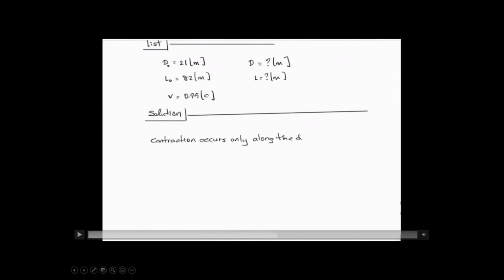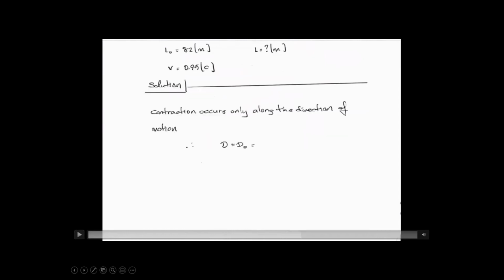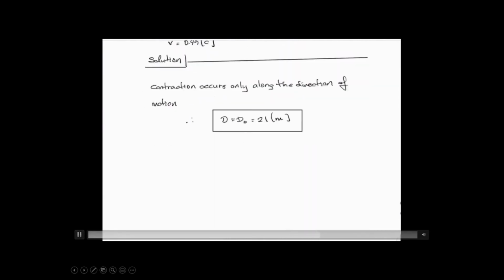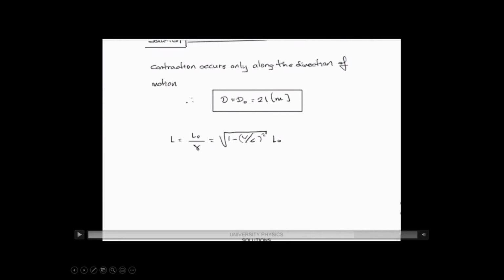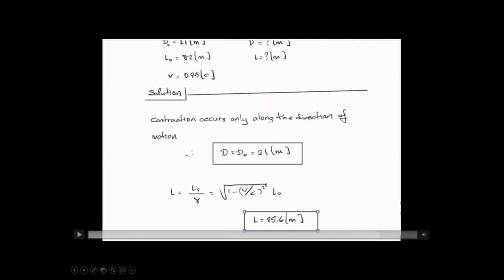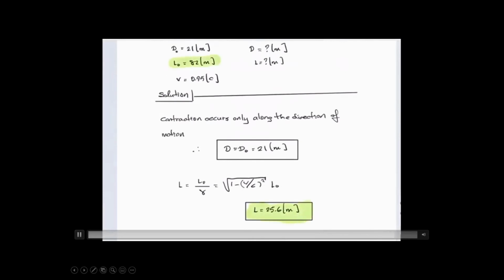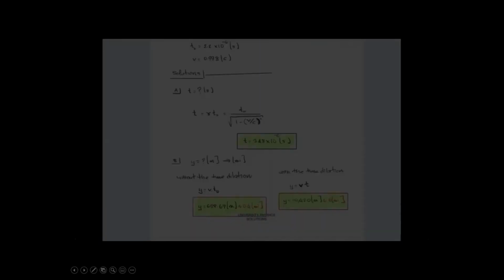So like I said, the contraction is only going to happen in the direction of motion. So the length is going to contract. The diameter is not going to change. It's going to be 21 meters. The length is going to get contracted. Obviously, you can figure that out. We know the original length divided by the relativistic factor. There's your relativistic factor. And so it's going to be about 26 meters. So what is the original 82 meters? From our perspective, it's going to look like it's 26 meters.